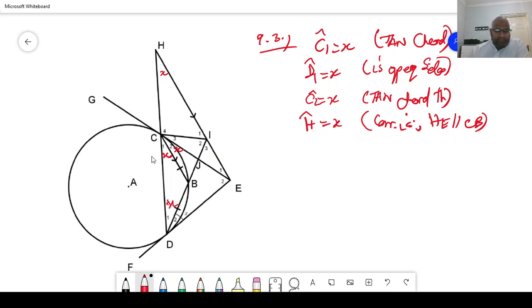Okay, so we need one more. We look here, the alternate angle. So this angle here is C2 and E1. So angle E1, sorry, is equal to X. As we see, these are alternate angles, with HE being parallel to CB. Alright, so there we have 5 angles equal to X.